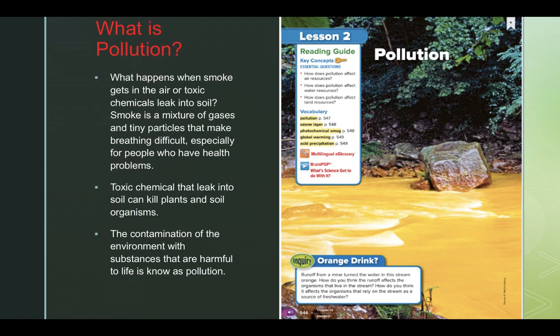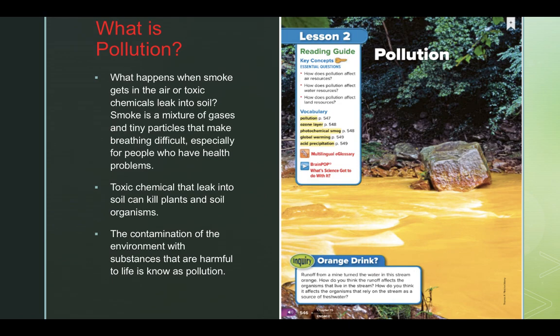What is pollution? So all of us are familiar with this term pollution. It says, what happens when smoke gets into the air or toxic chemicals leak into the soil? Smoke is a mixture of gases and tiny particles that make breathing difficult, especially for people who have health problems. Toxic chemicals that leak into the soil can kill plants and soil organisms. The contamination of the environment with substances that are harmful to life is known as pollution.